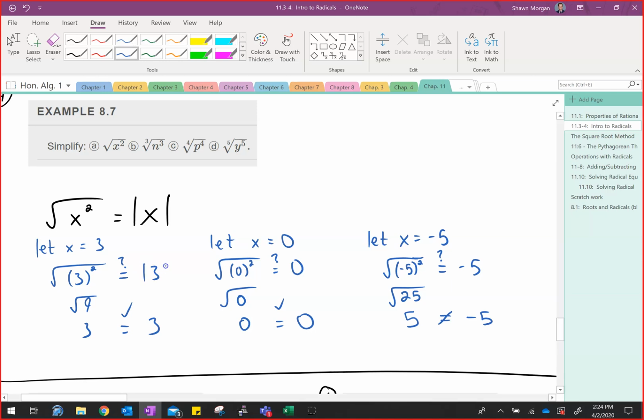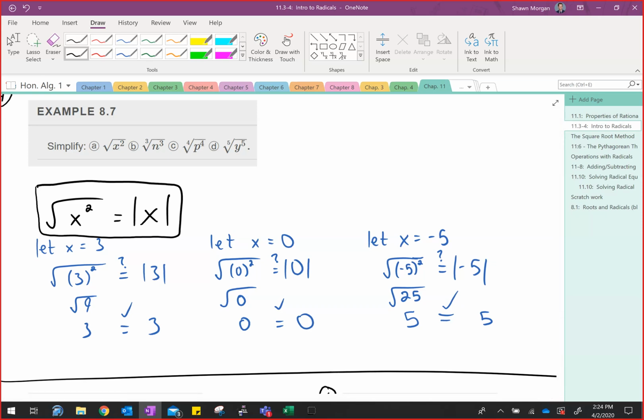Because now, think about the right-hand side. It still holds up in the first 2 cases. But now, how about it on the right-hand side of that third case? What's the absolute value of negative 5? 5. So it holds up. Fellas, in black right there is radical rule number 4. The square root of X squared equals the absolute value of X.